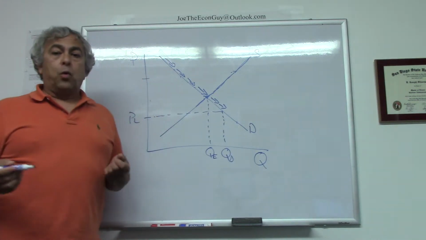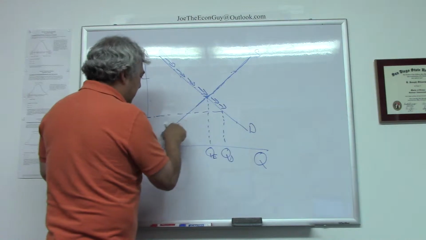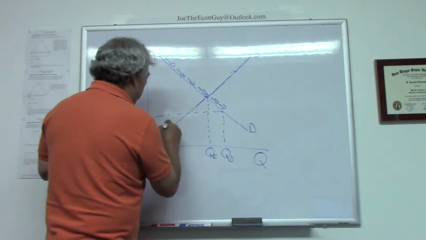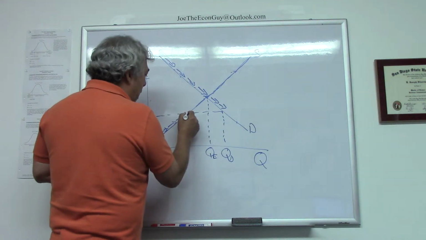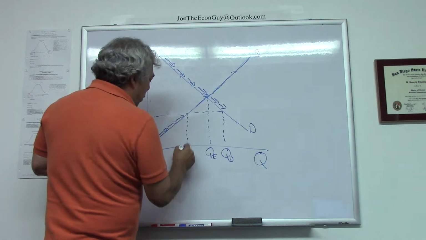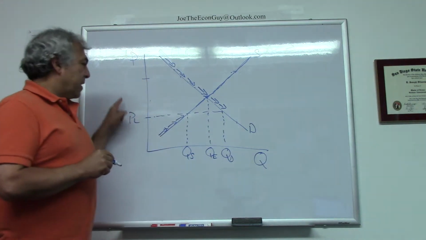Okay, what about sellers? How do sellers react? Well, to get an idea how sellers are going to react, we're going to move up the supply curve from left to right. We're going to keep on going until we get to P low, and then we'll drop a line down to the quantity axis. Sellers are not impressed with this price because this price is low.